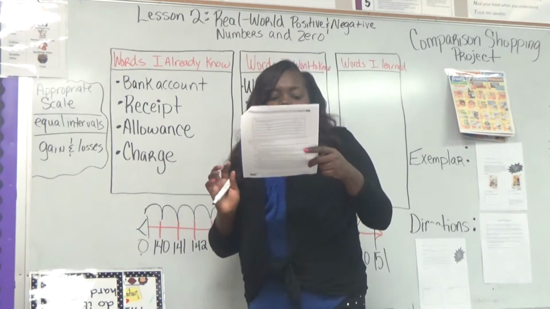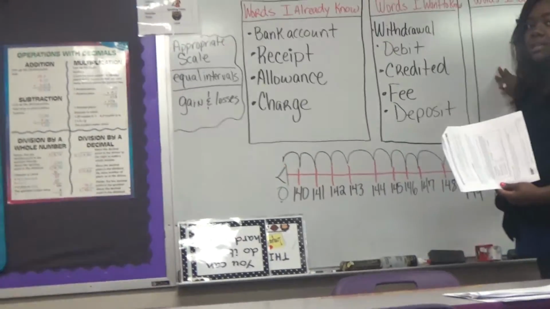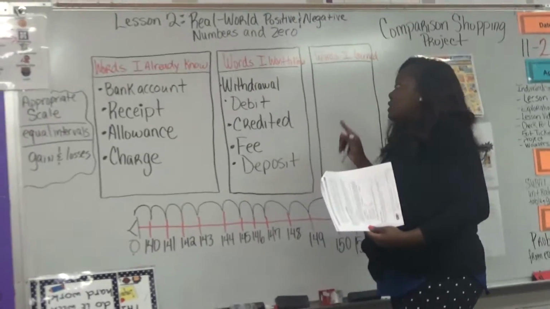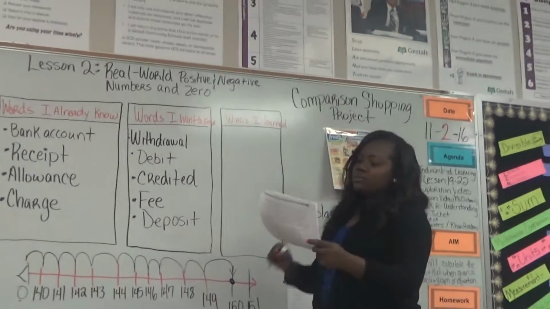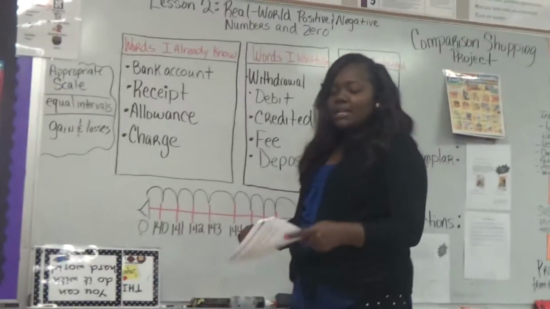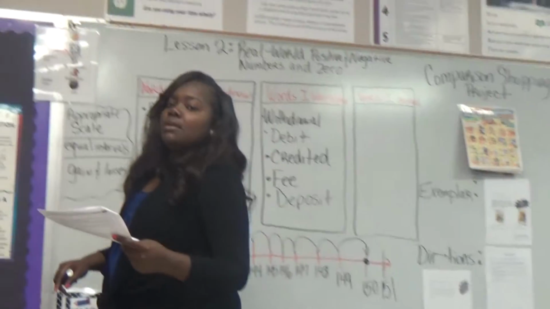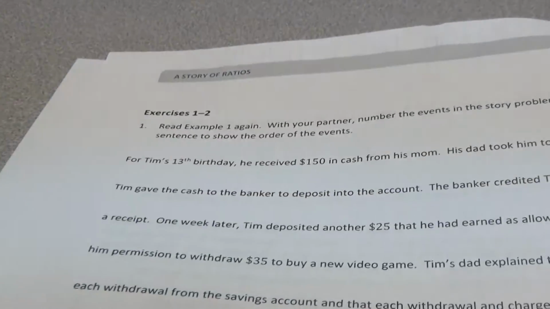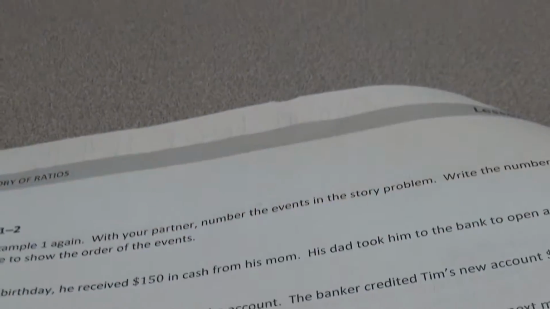They're putting it in. All right, if you just learned some new vocabulary words here, I want you to write them in the third column where it says words I learned. So we're going to move right into our exercise 1, where we are going to read example 1 again. This time I'm going to read it, and as I read, with your partner or by yourself, I want you to number the events in the story problem. Write the number above each sentence to show the order of the events.